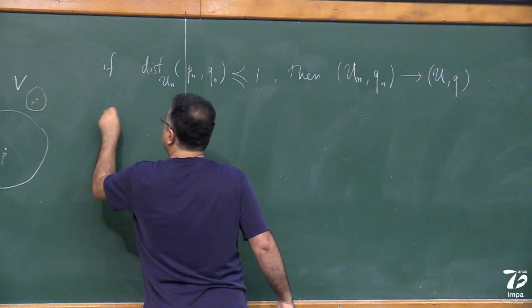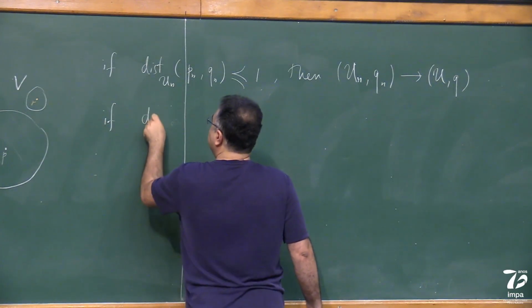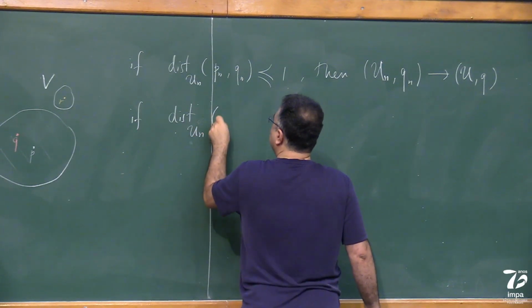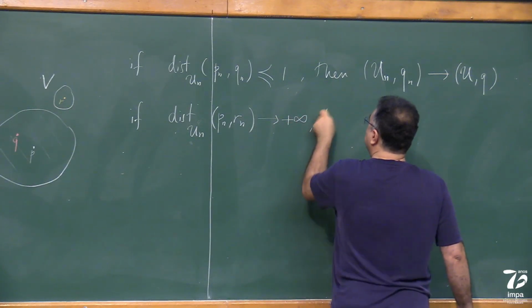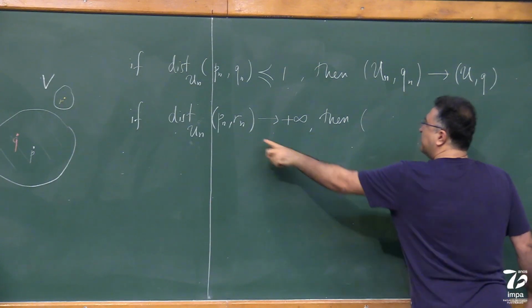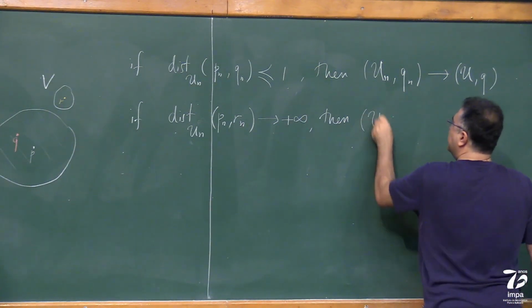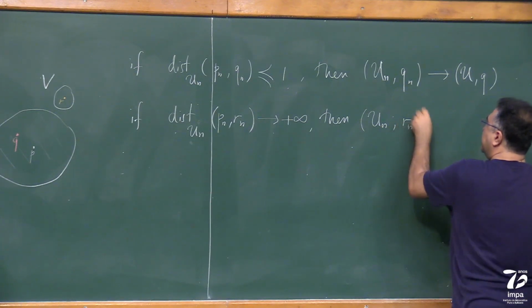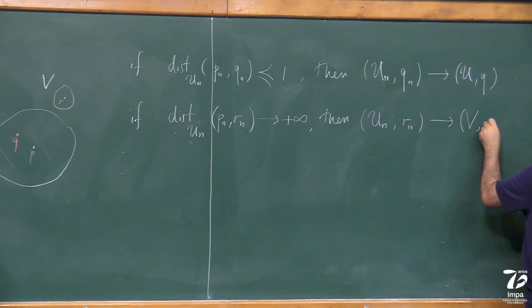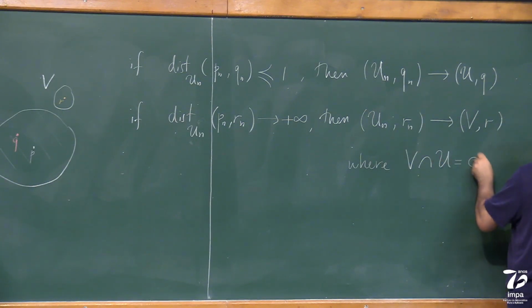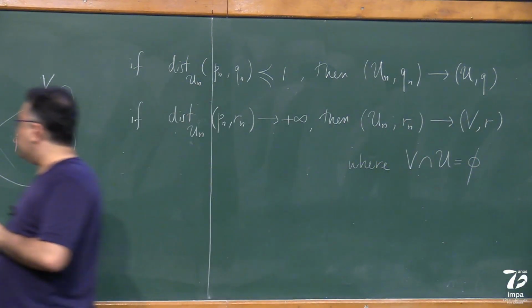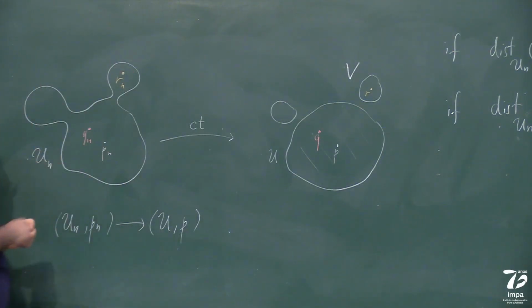So that's the second part of this lemma, that if the distance in Un between Pn and Rn goes to infinity, then after passing to a subsequence, and plus another technical condition, which is not important now, Un, Rn will converge to some Carathéodory limit V, R, where the disk V is disjoint from U. So if you move the base point farther and farther away, what you get in the limit is a completely disjoint disk. So that's the basic idea in proving that lemma.